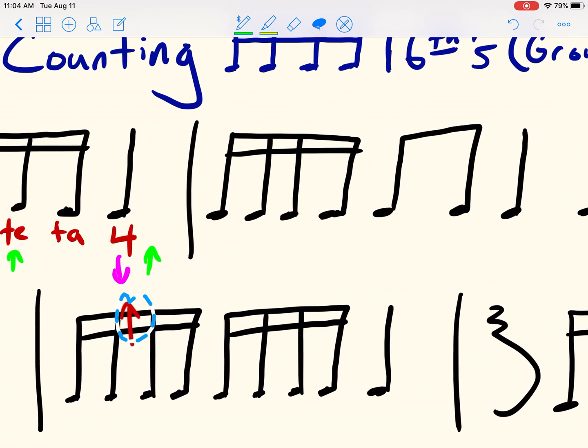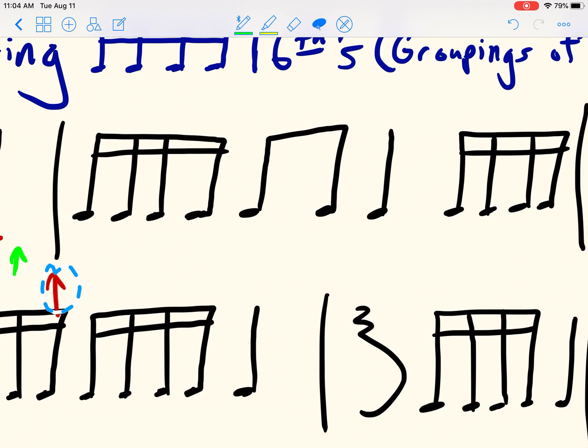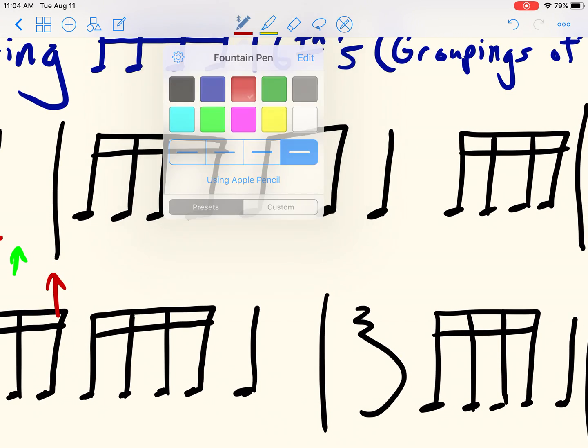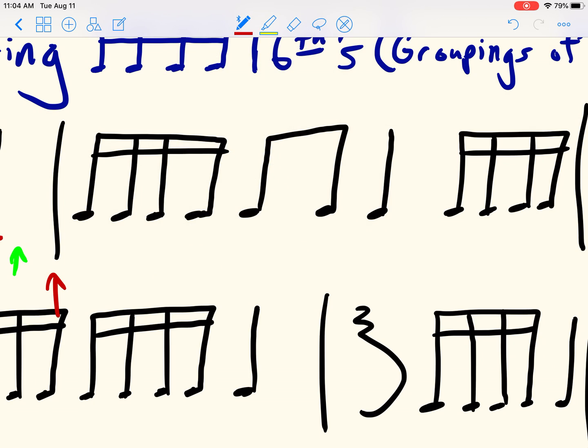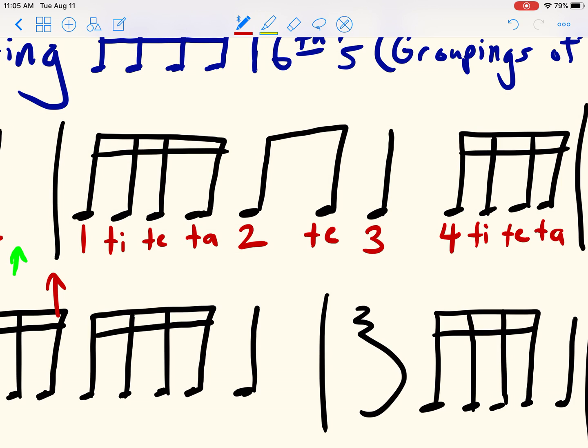All right, let's do a different example. This one's pretty similar overall. Let's write the counts for the first beat. So 1 ti te ta. 2 te, because we have eighth notes, which we know from the single beam connecting the two notes. Then we have 3, since there's a quarter note on beat 3. And beat 4 is 16th notes again. So 4, ti, te, ta.